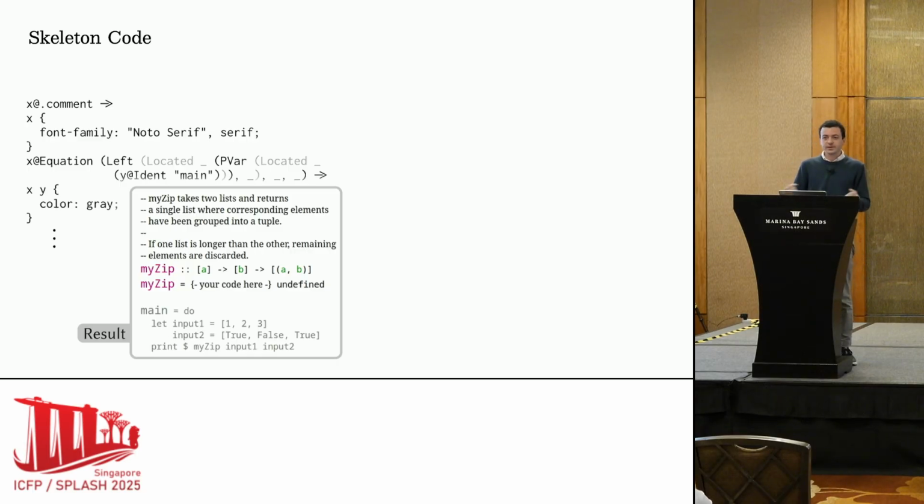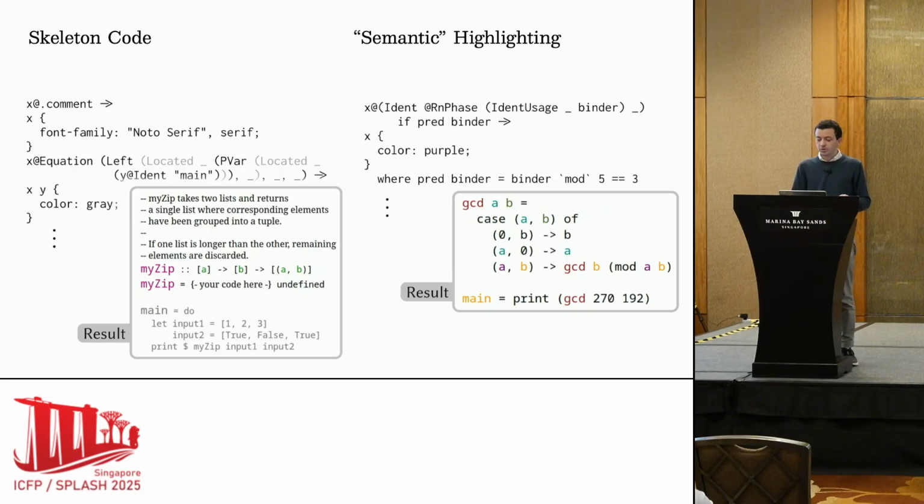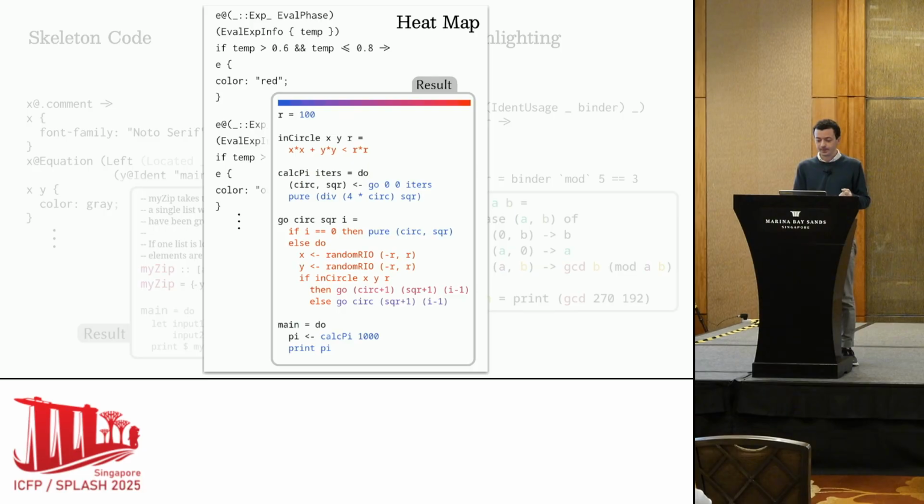We have a bunch of examples in our paper, but here are some of my favorite ones. One where we show and hide different parts of the code, maybe in an educational setting. Here's where we implement this feature, sometimes called semantic highlighting, where the use and binding site of variables are colored with the same color. Here's another one called heat map, where we give each expression a different color based on how many times it was evaluated in a certain run of the program.